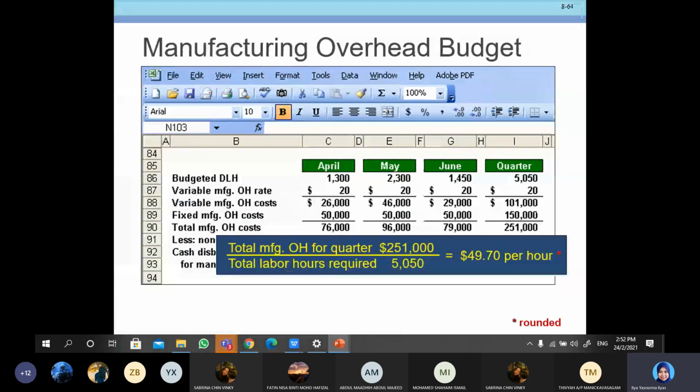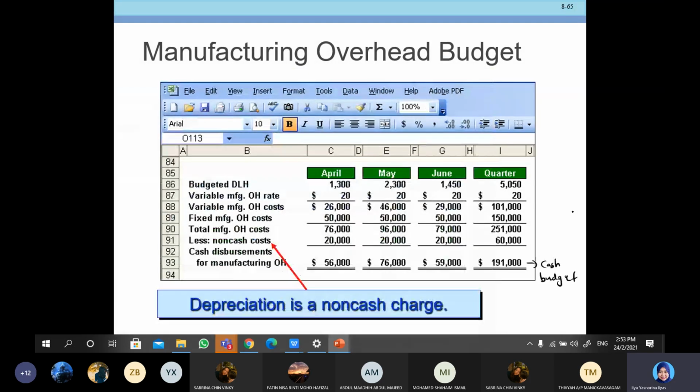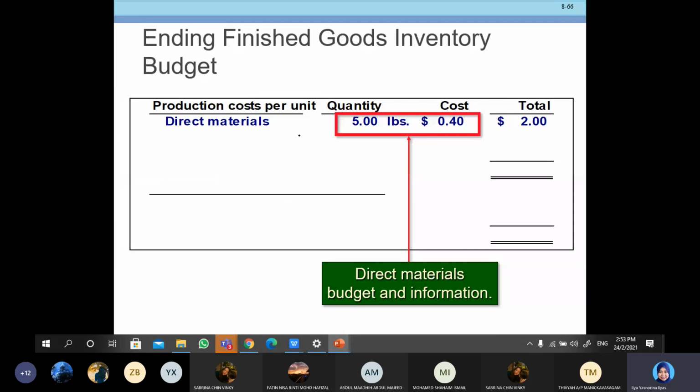For manufacturing overhead, why does it come out like this? It comes out because we want to know our predetermined overhead rate, so that we can put this number into our product cost. So 251,000 divided by 5,050. Then we calculate our product cost in ending finished good.